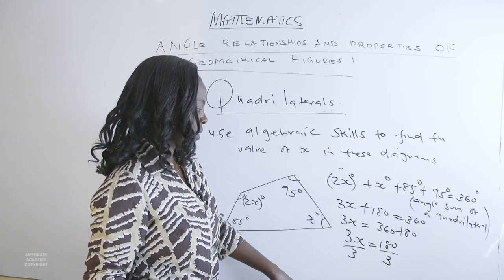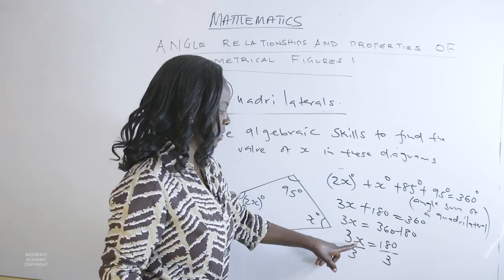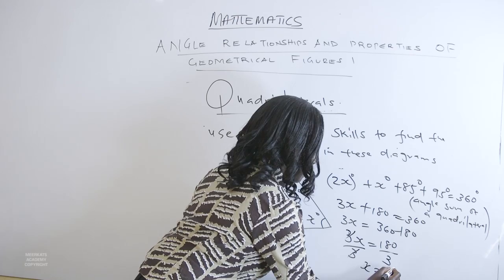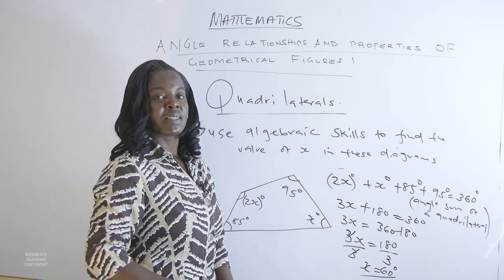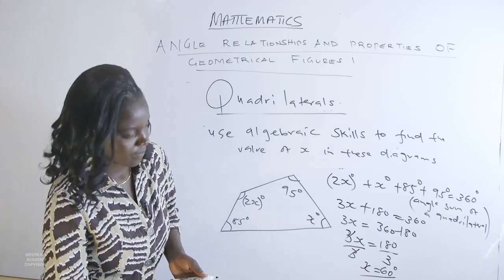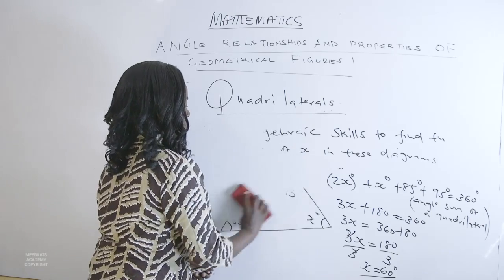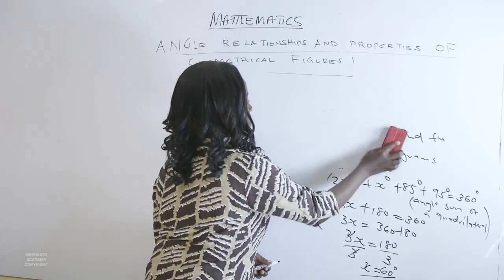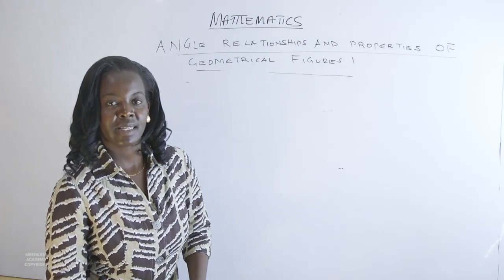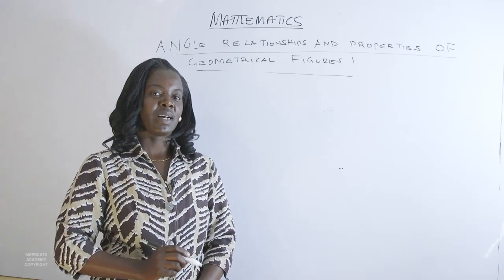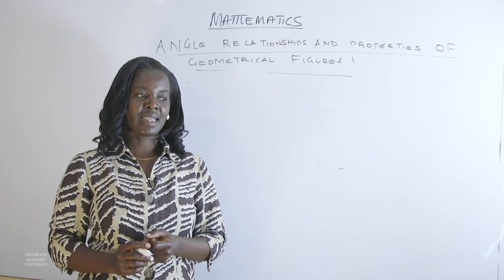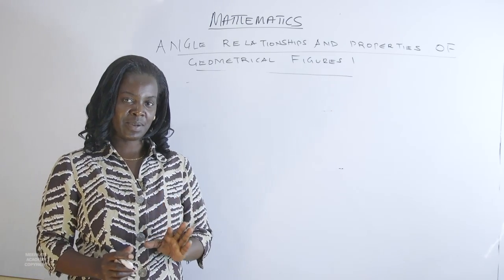So let us eliminate 3 by dividing everywhere by 3. So the value of x is 60. We are able to get the value of x, which is 60. So we have learned about triangles. We have learned about the angle properties of a quadrilateral, the four-sided figure. We'll now move on to look at other polygons with different numbers of sides.